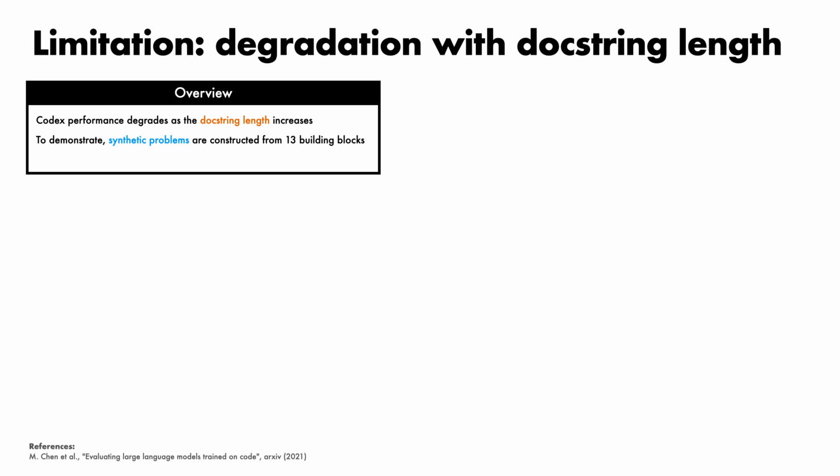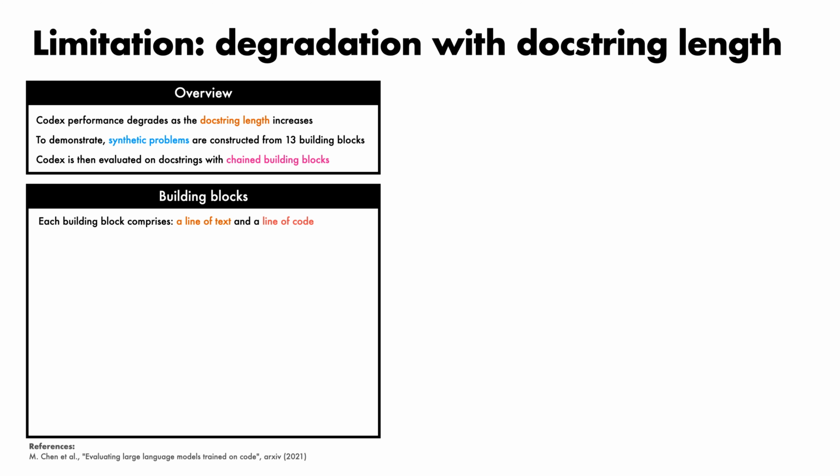To demonstrate this effect, a dataset of synthetic problems is constructed from a collection of 13 building blocks. Codex is then evaluated on docstrings comprising different numbers of chained building blocks. Each building block is simple and comprises a line of text and a line of code.